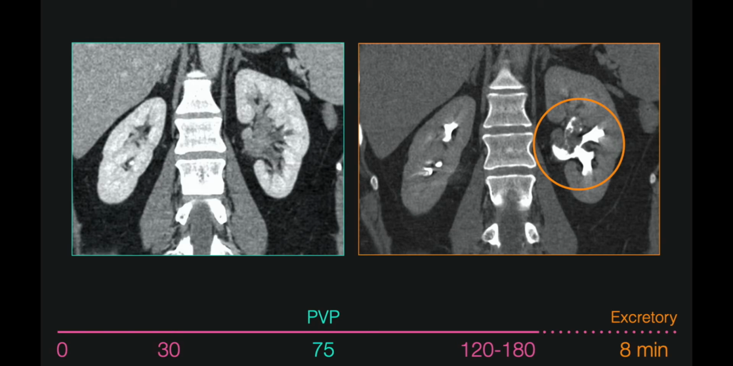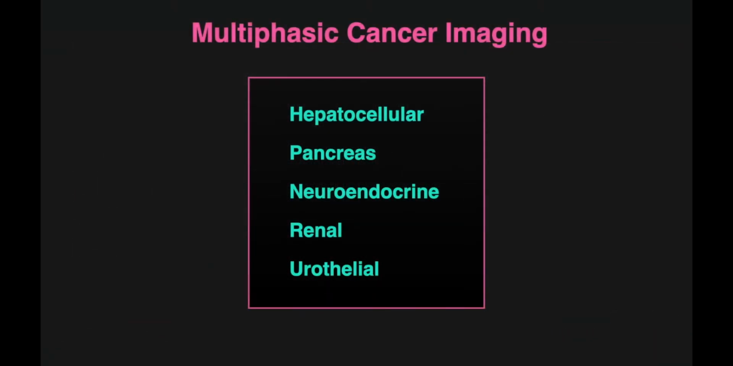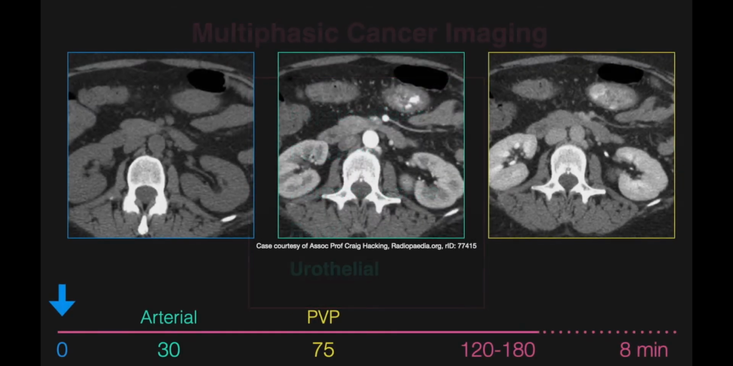The differences between soft tissue filling defects and contrast-enhanced urine in the excretory phase allow superior detection and characterization of such lesions. To summarize, you'll see multiple phases when doing cancer imaging for hepatocellular carcinoma, pancreas adenocarcinoma, neuroendocrine tumors, renal cell carcinoma, and urothelial tumors.